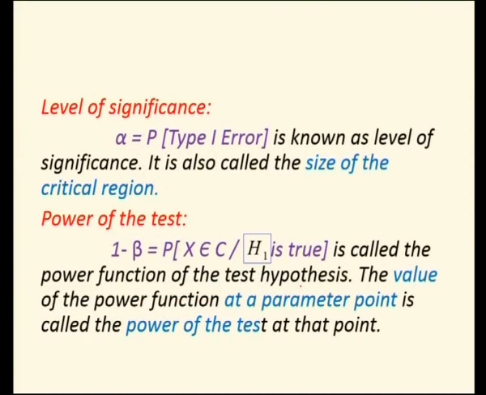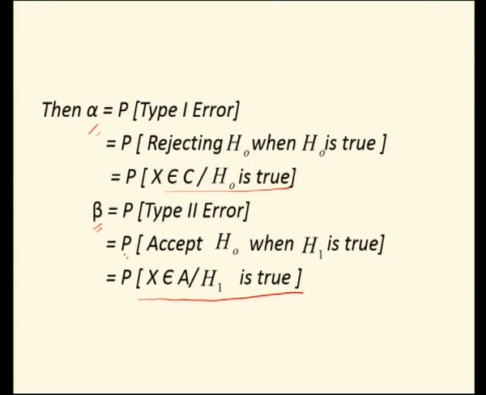Now, let us go to the next definition in hypothesis, namely level of significance. So, alpha is called the level of significance, which is the probability of type 1 error. It is also called the size of the critical region. Next, come to the definition of the power of the test. Power of the test is denoted as 1 minus beta. You know that beta is the probability of type 2 error. Type 2 error, I have said, is accepting H naught when H1 is true.